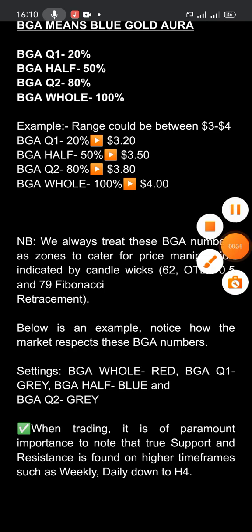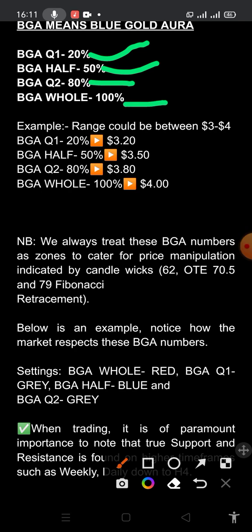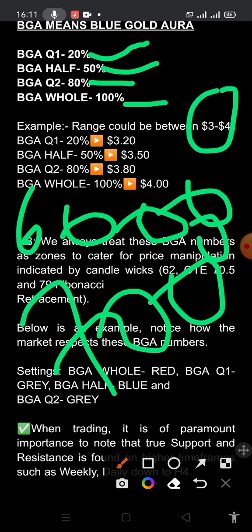Now take note of this BGA: 1, half, Q2 and whole. So this is an example. For instance, you pick a number. On our chart we'll be using VIX 10 for this example, and we'll be using the range between 6,000 to 7,000. We use $3 to $4.